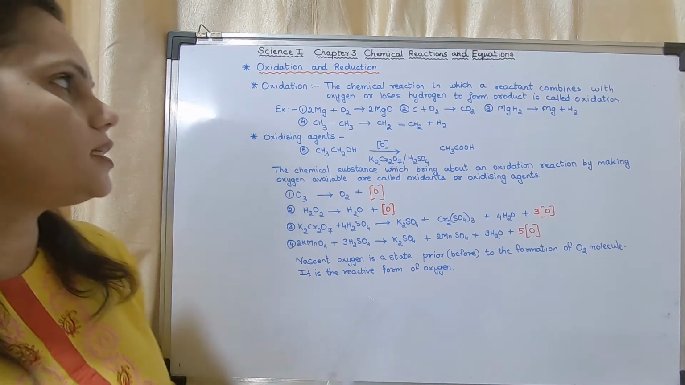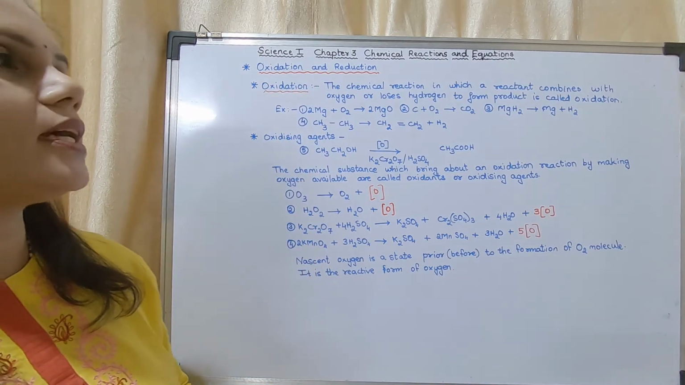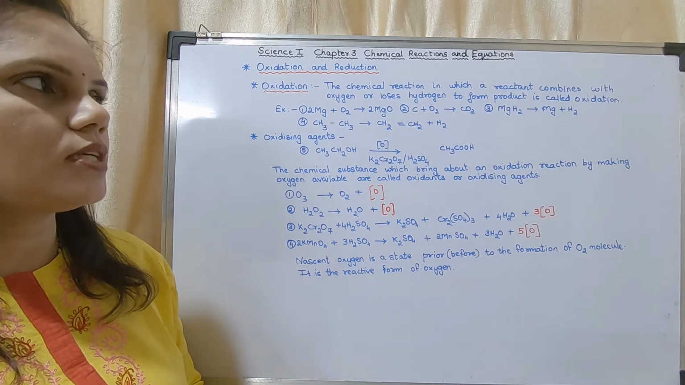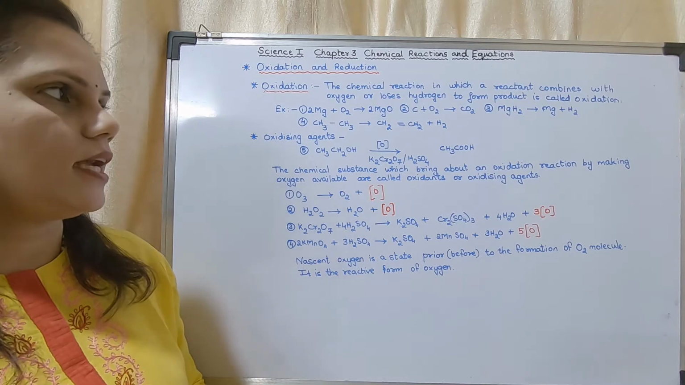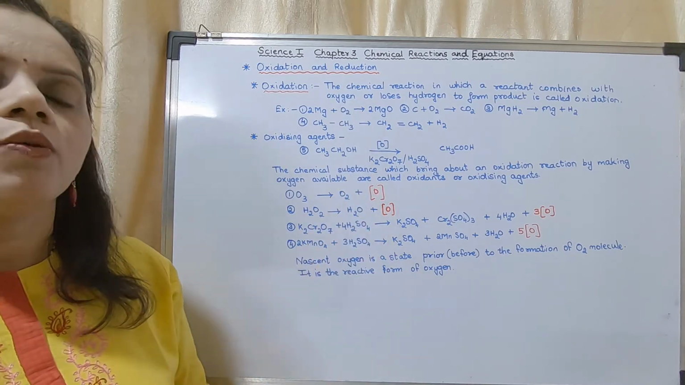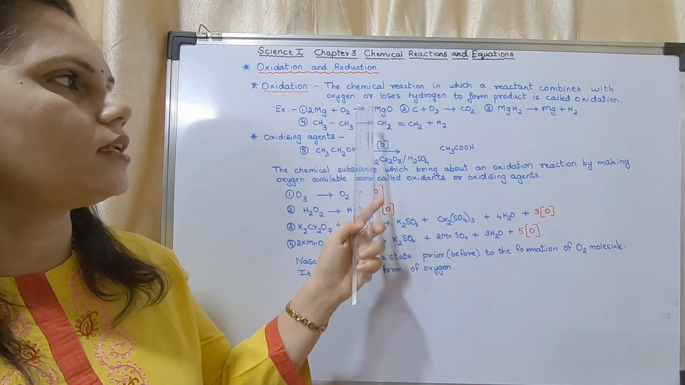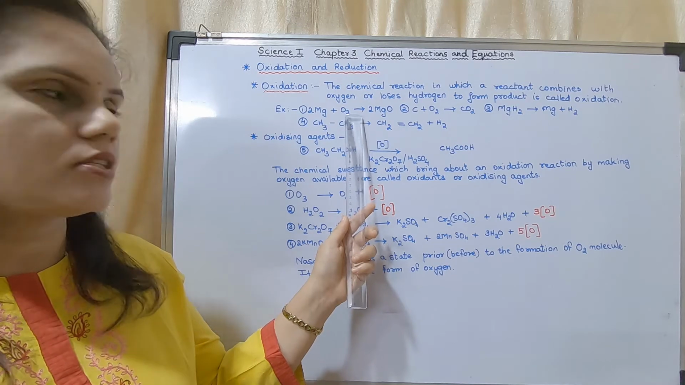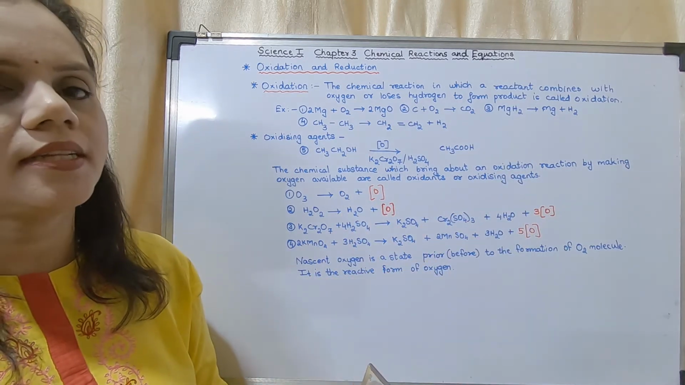So what are oxidation reactions? What is meant by oxidation? The chemical reaction in which a reactant combines with oxygen or loses hydrogen to form a product is called an oxidation reaction. These are the examples. While you write the definition of oxidation, you have to write this definition and one example of gaining of oxygen and one example of removal of hydrogen. You may learn it that way.